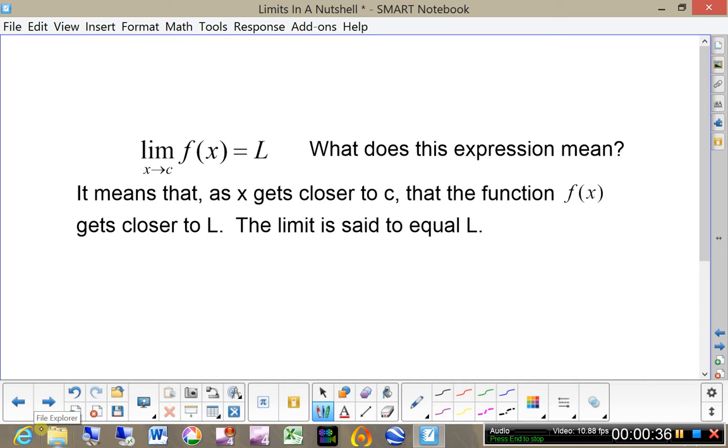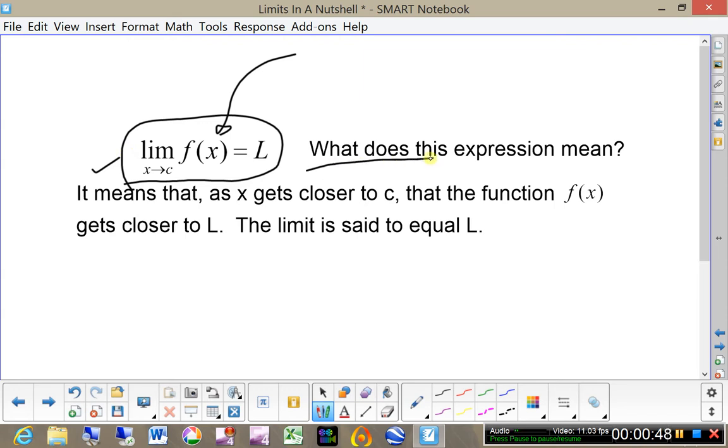First of all, we see the notation, the limit of f of x as x approaches c. What does this expression mean? In a nutshell, in a simplified way, it means that as x gets closer to the number c, the function f of x gets closer to L. The limit of the function is said to equal L.